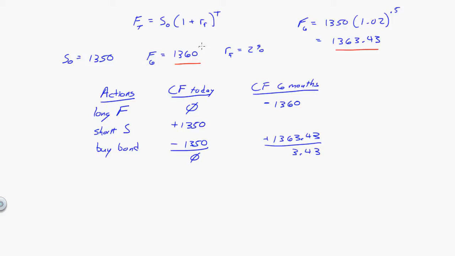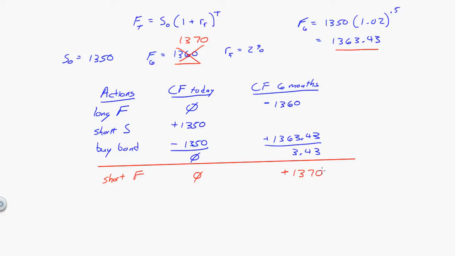Well, what if we observed the futures price to be $1,370 and not $1,360? In that case, what would we want to do? Well, the actions here are going to be the opposite. Now the futures contract is overvalued. Something's overvalued, I short it. So I short the futures. Cash flow today is 0. The cash flow in 6 months, I've promised to sell. So I'm going to sell the ounce of gold for $1,370.